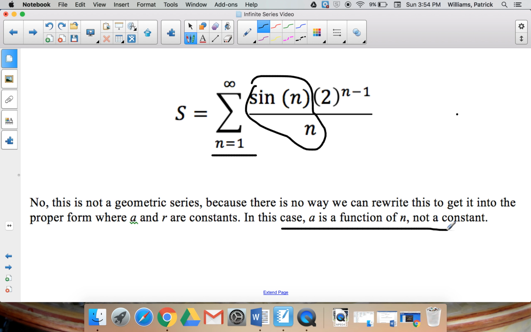So hopefully what you're seeing with these videos is we're going through this step-by-step process of how, when we're presented with a series, we determine whether it converges or diverges. And again, to repeat, we always start with a test for divergence. If the test for divergence is inconclusive, we ask, is this thing a p-series? If it's not a p-series, is it a geometric series? And if it's not a geometric series, now we're going to go over a couple more tests to really figure out if these series converge or diverge.